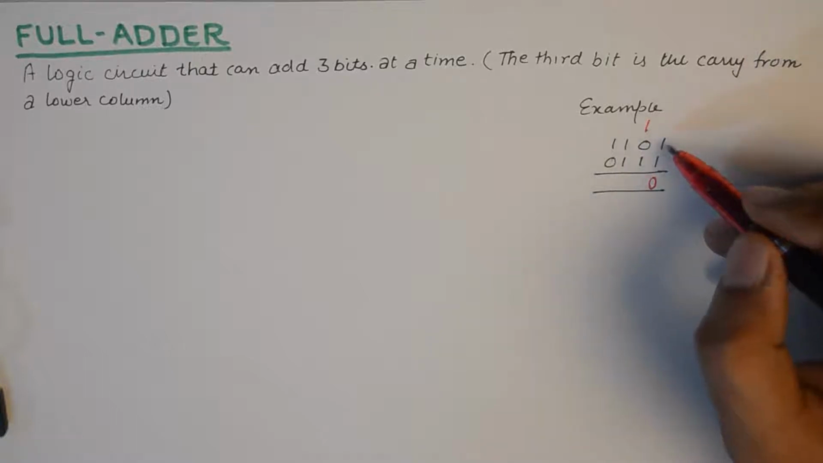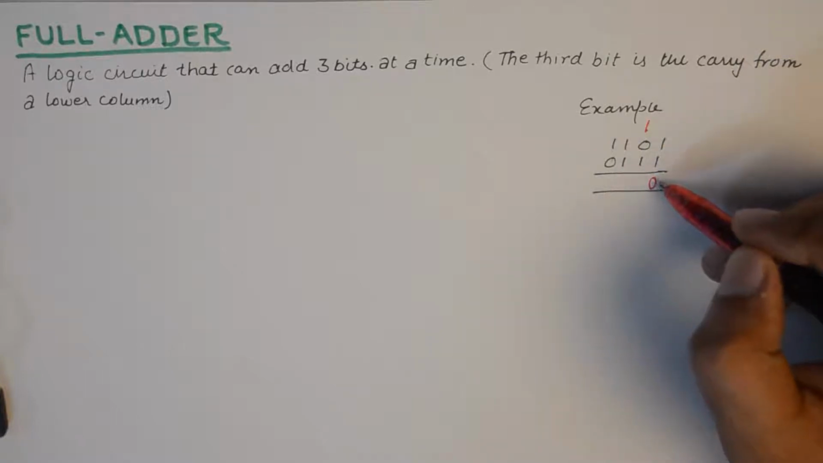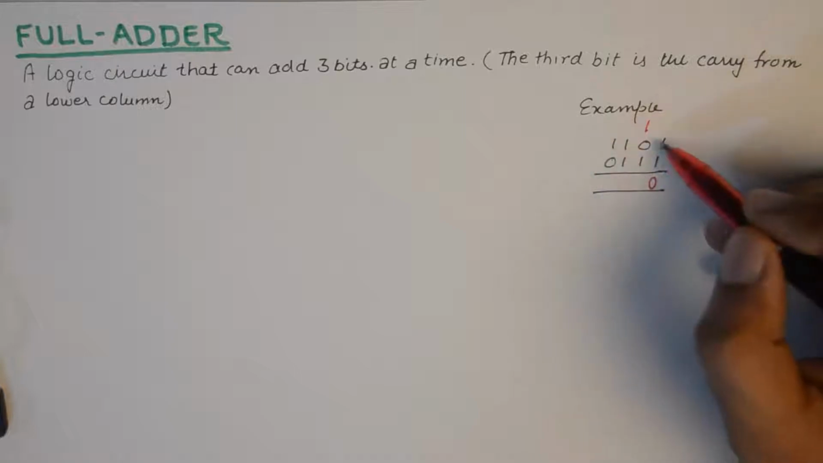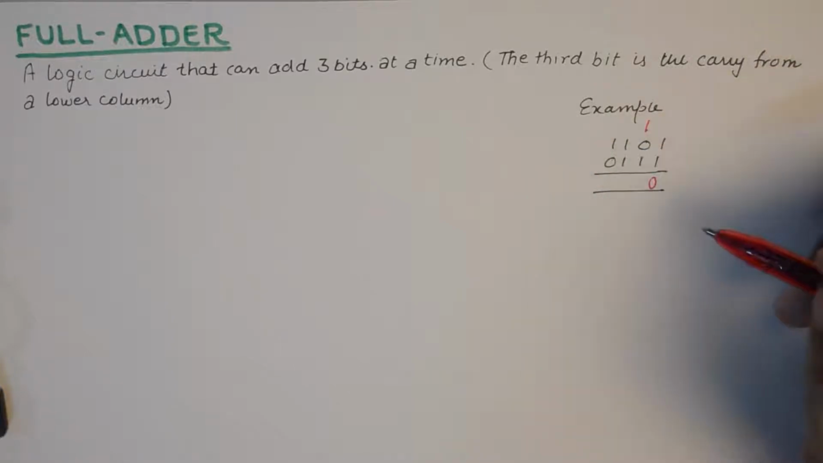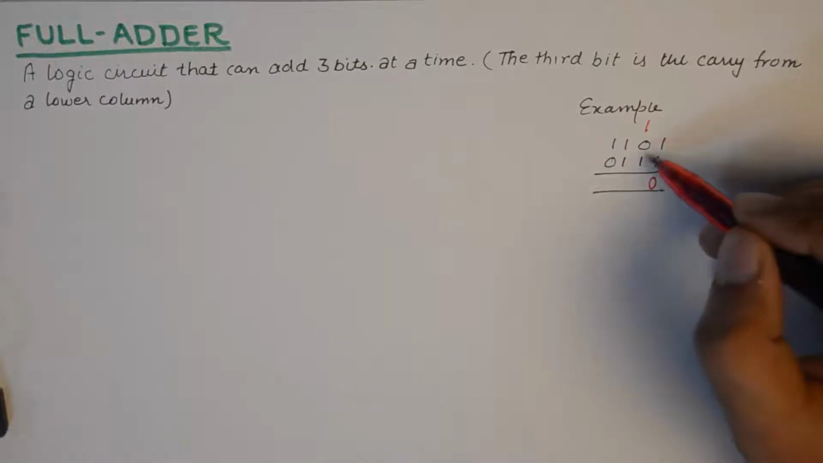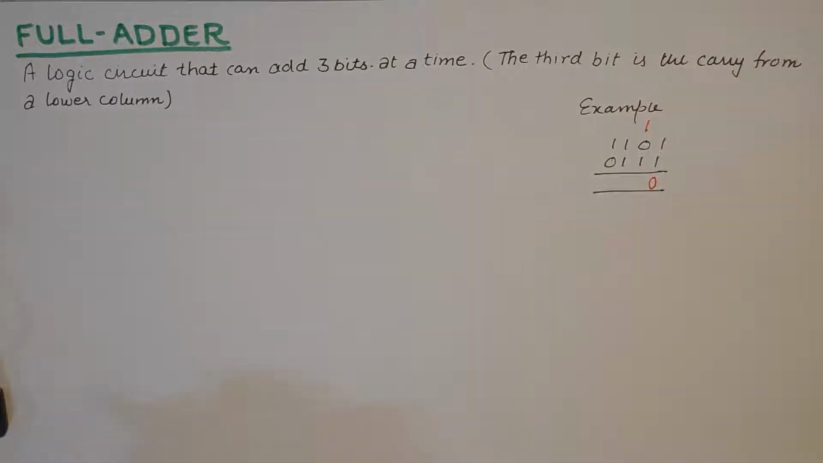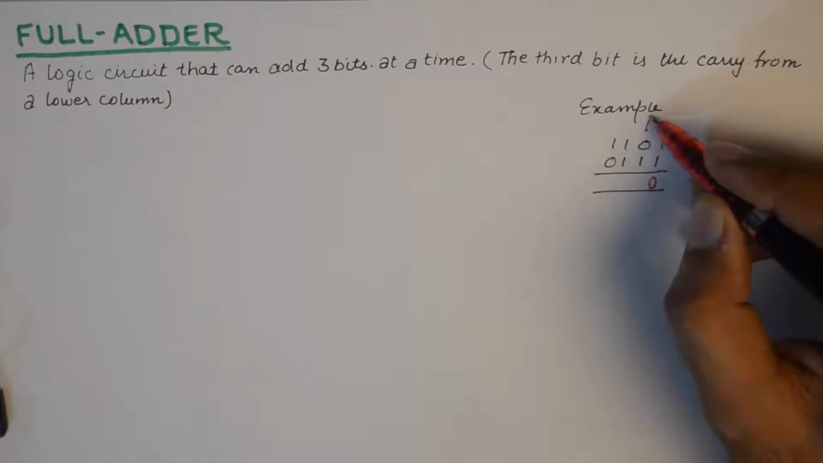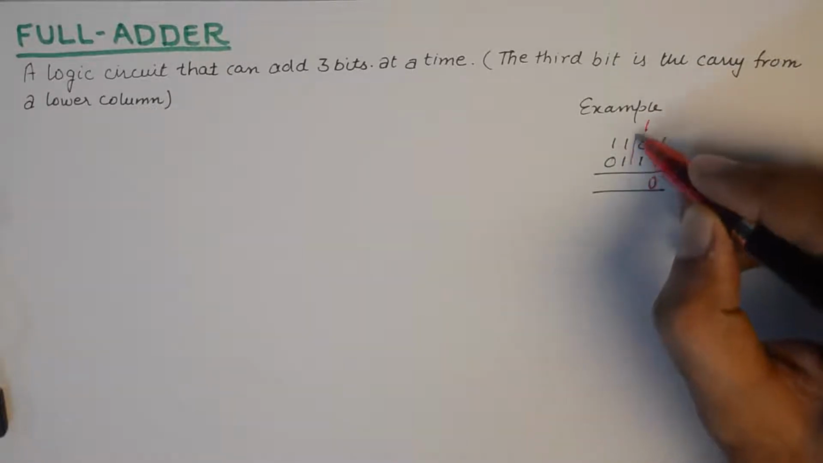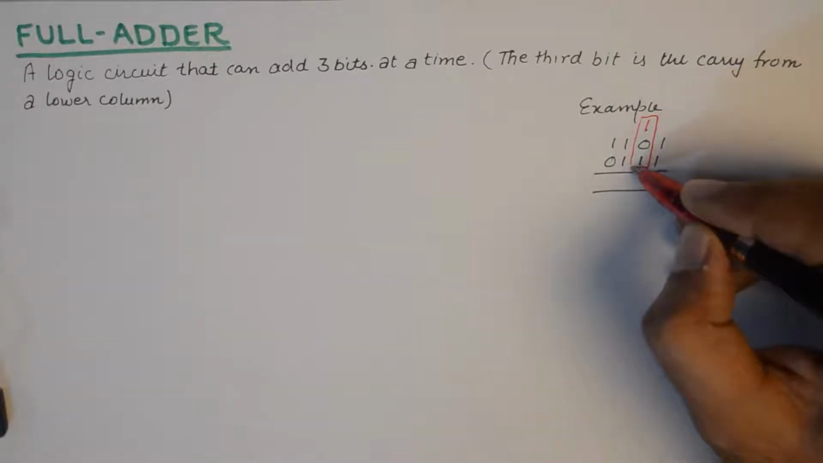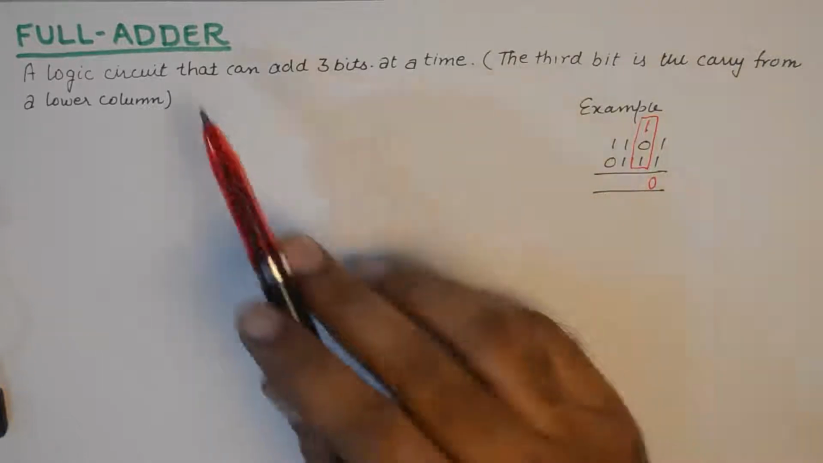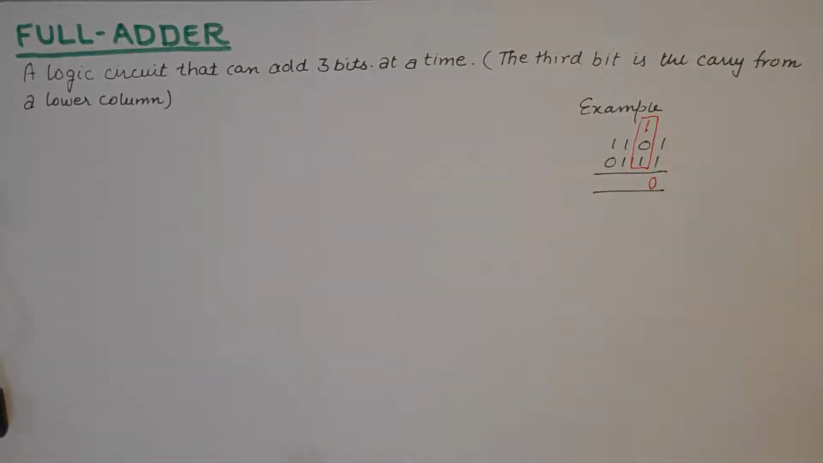Now please understand, when this has happened in this bigger picture, we have a condition where 3 bits are needed to be added now. This condition where 3 bits are needed to be added can only be handled by a logic circuit known as a full adder.